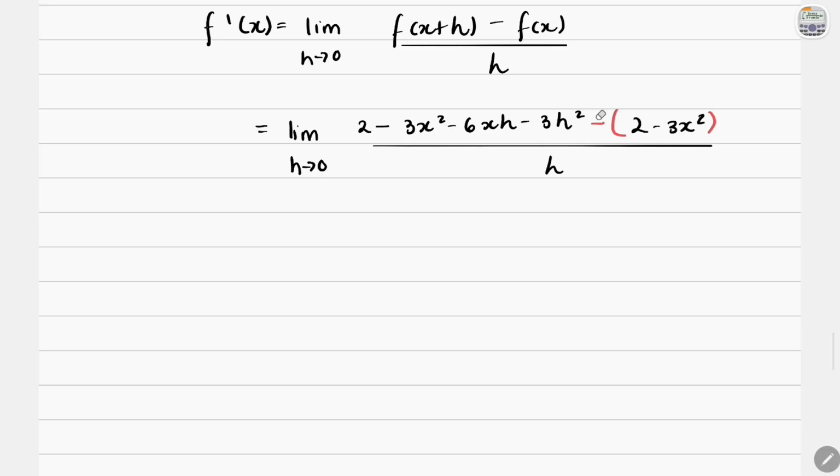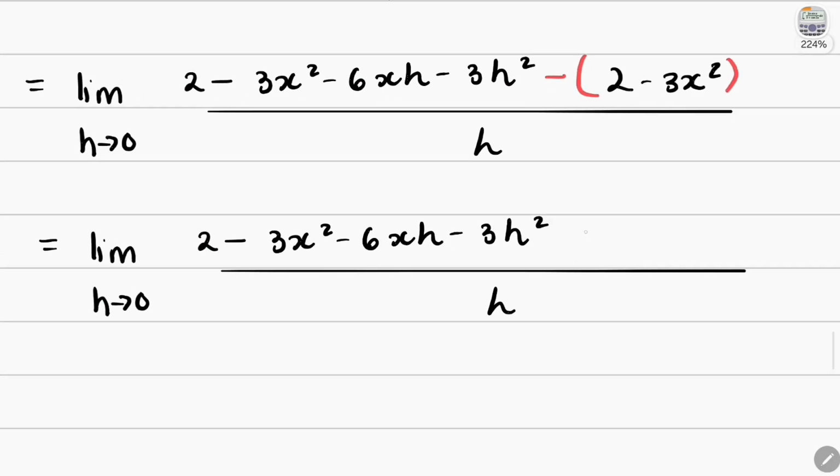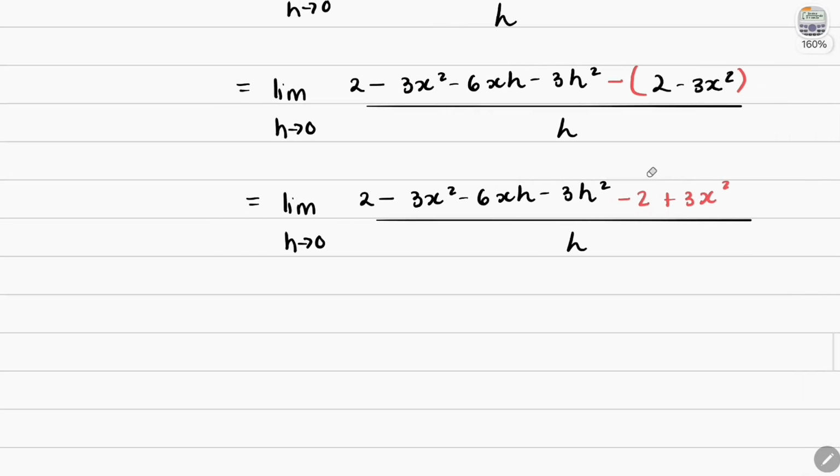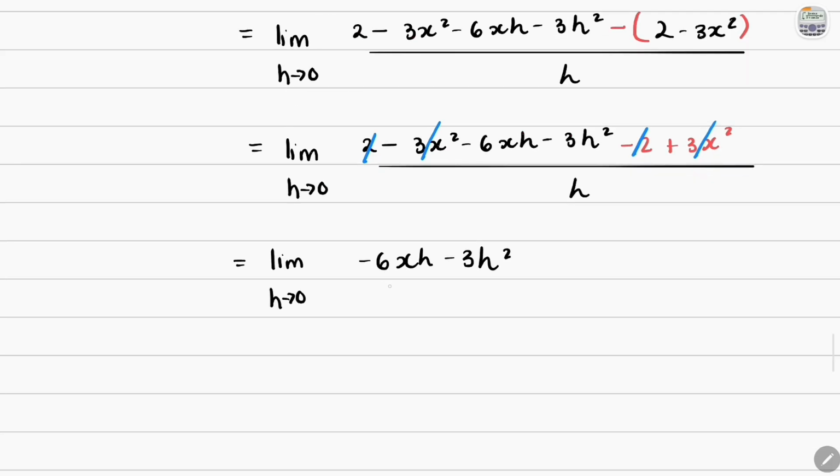So everything's going to stay the same, we're just going to distribute. So this becomes negative 2 and then plus 3x squared. Okay, so all we know is that we were subtracting by this, so this is going to cancel with whatever it is like with. Okay, so 2 minus 2 is 0, and then negative 3x squared plus 3x squared cancel. And now what we're left with is the limit as h approaches 0, and we have negative 6xh minus 3h squared all over h.